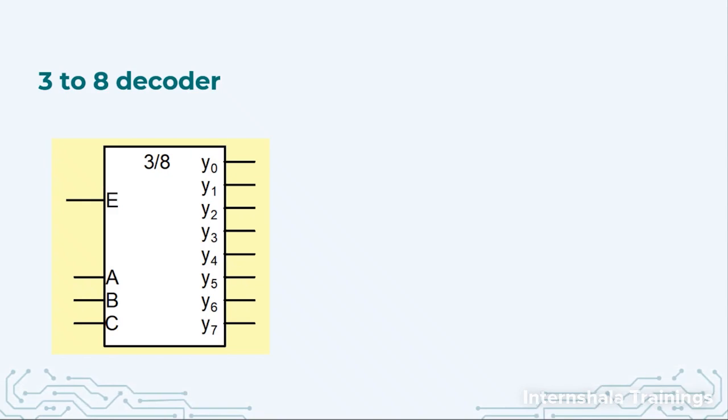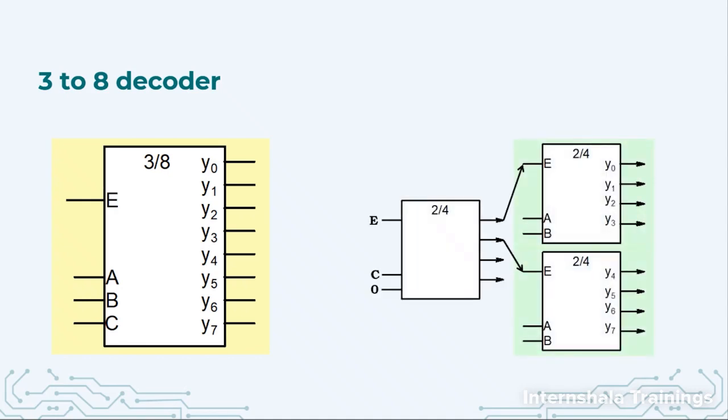So now the question is, how do we connect different 2 to 4 decoders to make one 3 to 8 decoder? In one 3 to 8 decoder I have 8 outputs. In a 2 to 4 decoder I have 4 outputs. That means something is very clear, that I need minimum 2 decoders. So here I take first decoder which will give me the output Y0 to Y3, and another decoder which will give me the output Y4 to Y7.